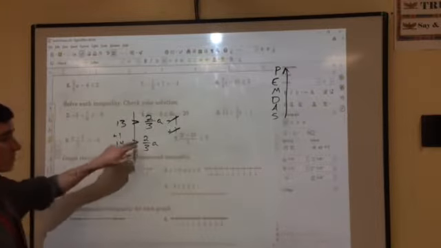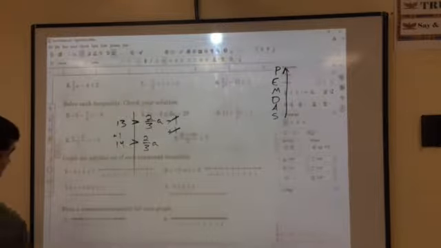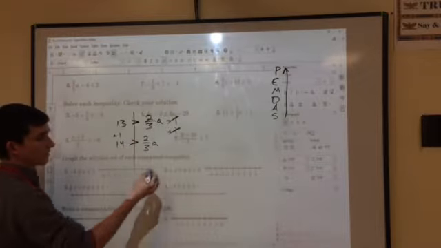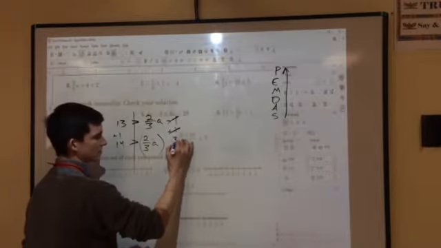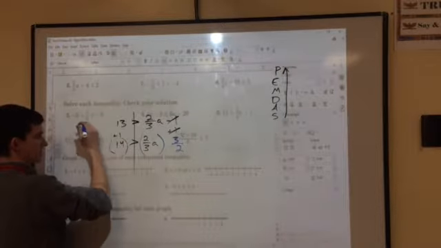Now, if I want to get rid of 2 over 3, I can do it in 2 steps, or I can do it in 1 step. To do it in 2 steps, you would first multiply by 3 to get rid of the divide by 3 part, and then divide by 2. Or you can just multiply by 3 halves, the reciprocal. And that's what I'm going to do here just to save some time.